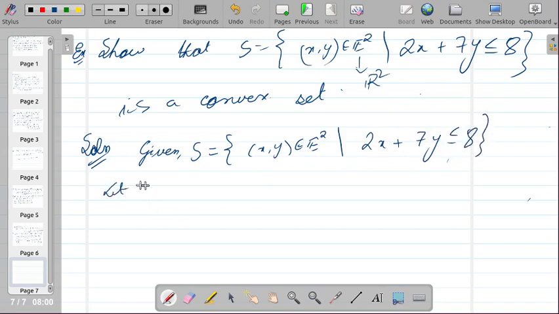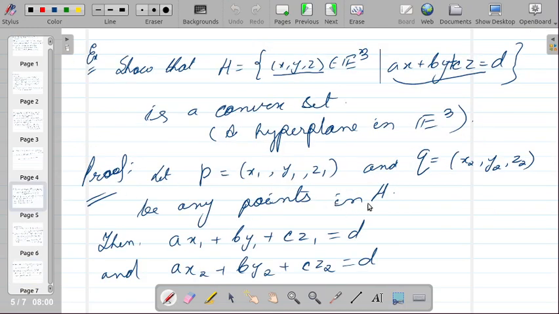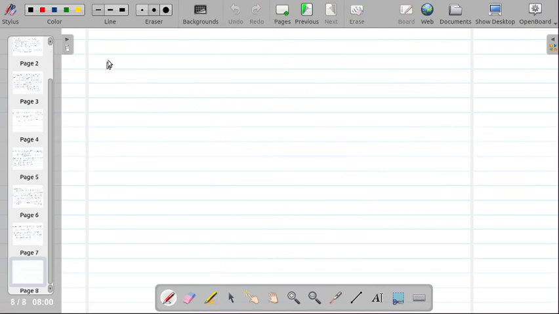Let us take two points inside this. Let P equal to (x1, y1), Q equal to (x2, y2) be any two points in S. Here you have to be careful, it is in S, not in R square. In the earlier one also, you see P and Q be two points in H, if you take it from the given set. Since P and Q are two points in S, they will satisfy this property.